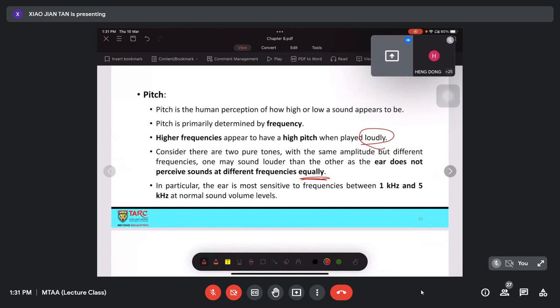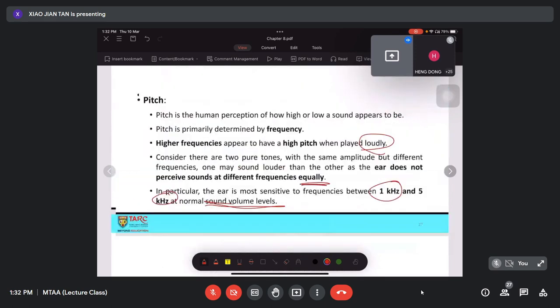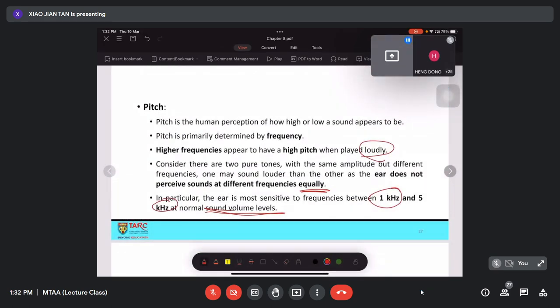So in particular, the ear is most sensitive to frequency between 1 kilohertz to 5 kilohertz at a normal sound volume level. But of course, this is from an experimental study. I think it's in Bell's lab, Nokia Bell's lab again. So they invited many different participants to join the experiment. They played an audio at different dB levels, and then they asked a question, can you hear it, something like that. And then later on, from all the participants, they tabulated the data. I think there's a name, I will explain later on. I think I did include it in the lecture notes. So that would plot out a chart.